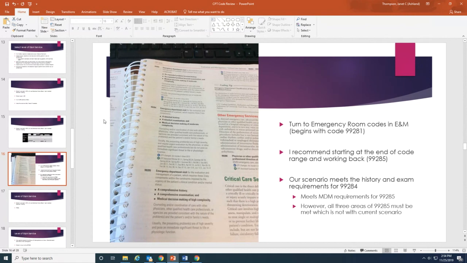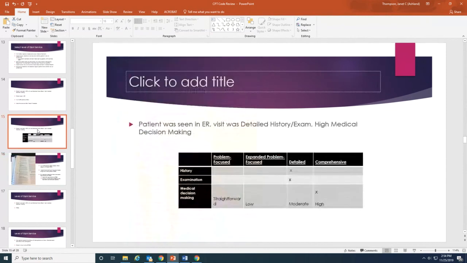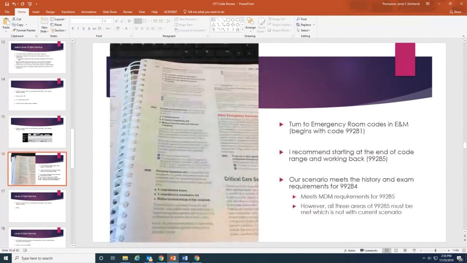So in our scenario, medical decision making was high. There was a detailed history and exam. So looking at 99285, we don't have a comprehensive history or exam. We have a high medical decision making, but we don't have the history and exam to support that code.